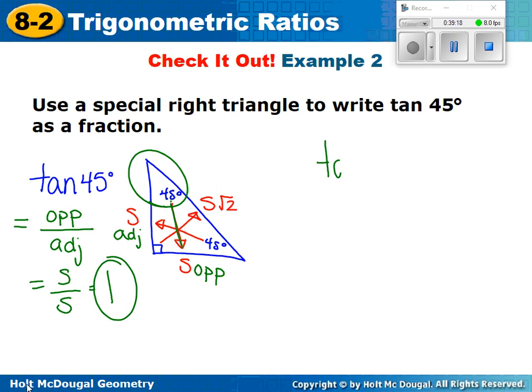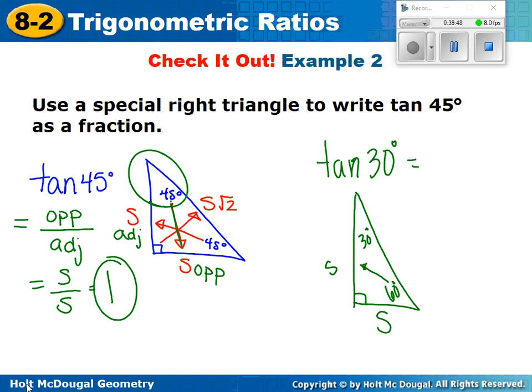So let's find the tangent of 30. Okay, tangent of 30. We're going to draw our 30, 60, 90 triangle. Across from the 30 is? S. Across from the 60? S square root of 3. And across from the 90? 2s. You're going to have to know those, right?